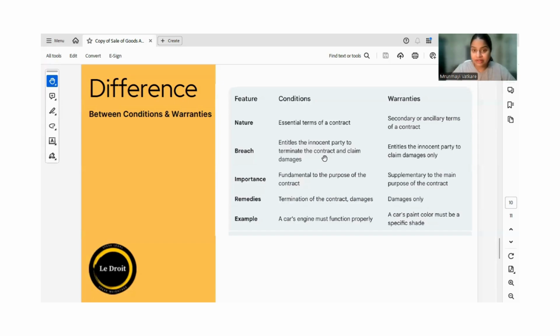What is the importance? Conditions are fundamental to the purpose of the contract, while warranties are supplementary to the main purpose of the contract. What are the remedies available under conditions? Termination of the contract and damages. While under warranties, one can only claim damages.